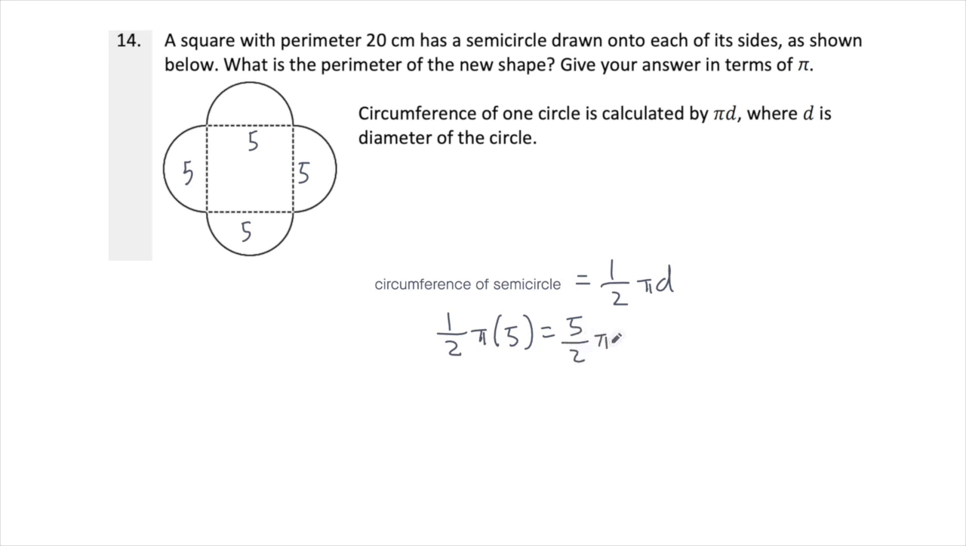Since the perimeter is made up of 4 semicircles, the perimeter of the new shape is equal to 4 times 5/2 pi, which is equal to 10 pi. So the answer to this problem is 10 pi centimeters.